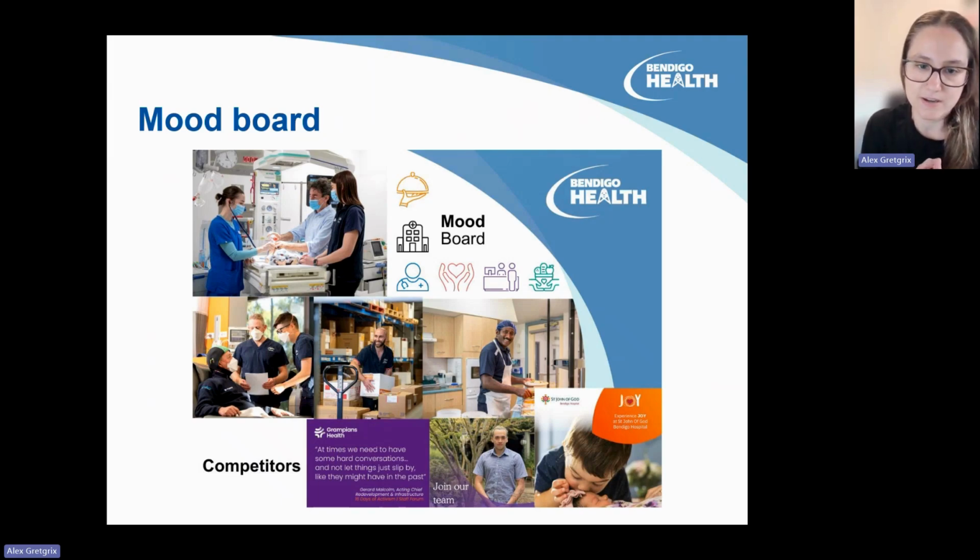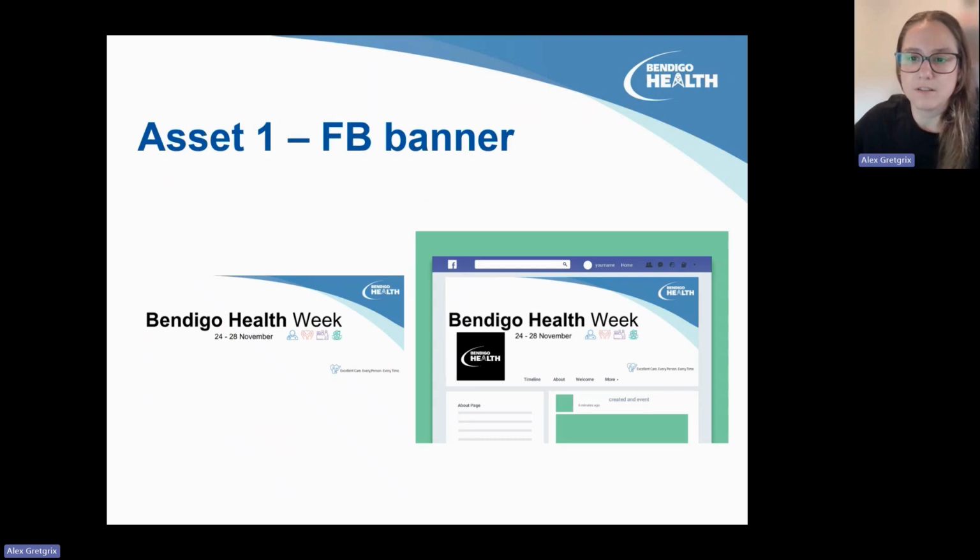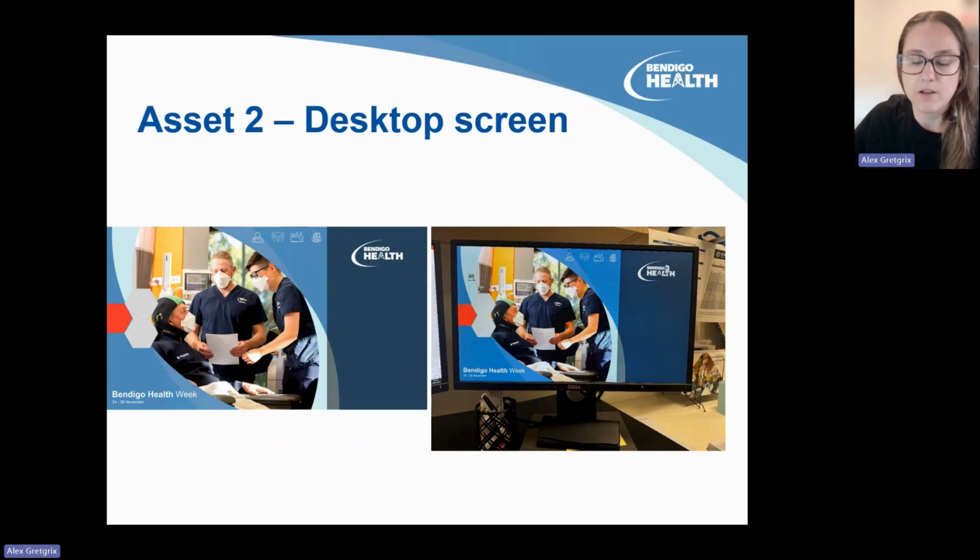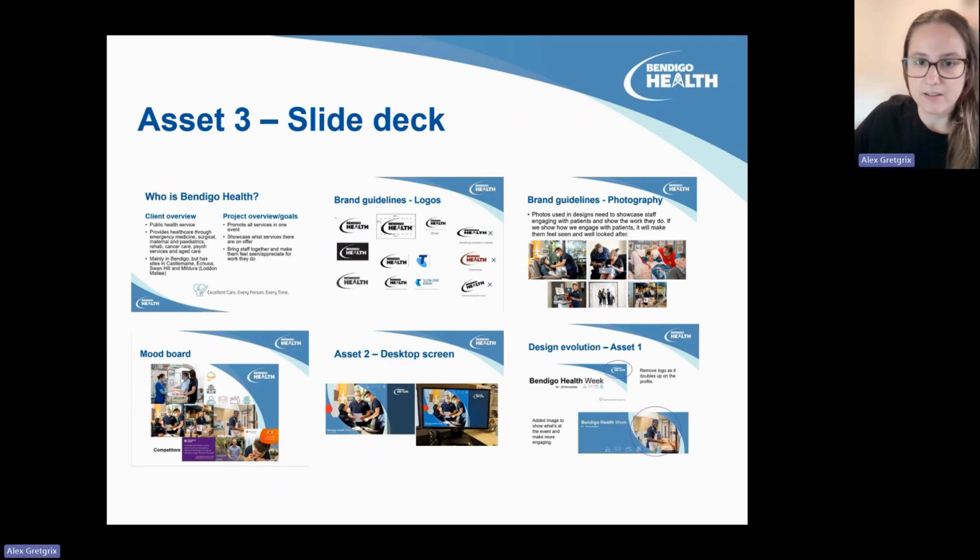So as you can see, St John of God down there and Grampians Health both use the same font every time, and they're using engaging photos. So that's what was important to me. So the first design for my first asset was the Facebook banner, and this is the first go at it. In its mock-up, so that was quite a good experience, as well as my desktop screen. So they're the two assets that I did, as well as obviously the slide deck that you're going through at the moment.